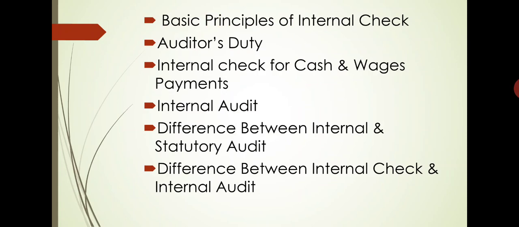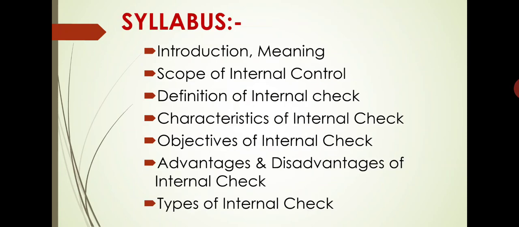This chapter is divided into three parts. As far as the syllabus is concerned, it is clearly mentioned that the whole chapter is divided into three parts. In the first part, we are going to study what is internal control and how an organization is going to levy internal control in the work of accountancy and in the work of different management styles.